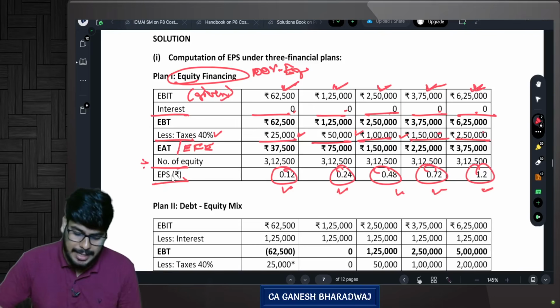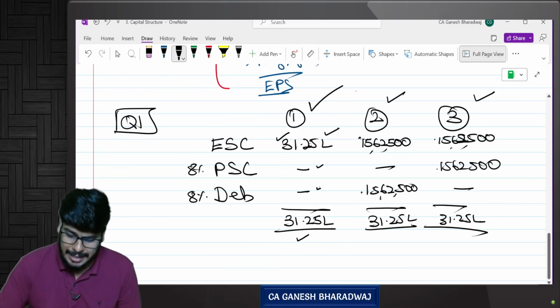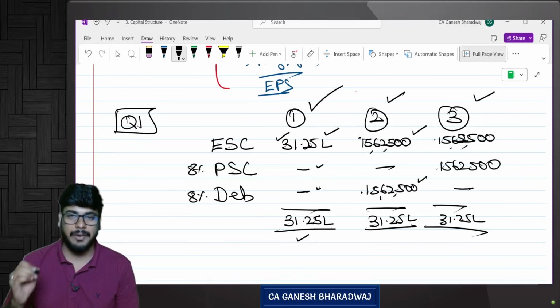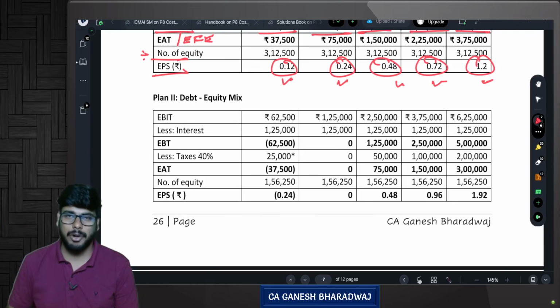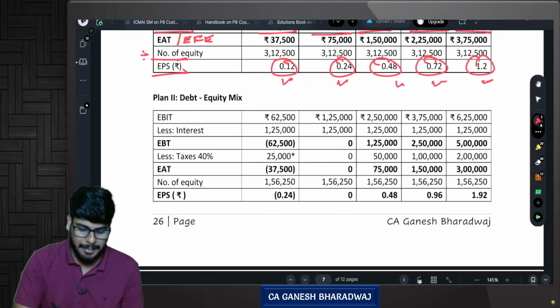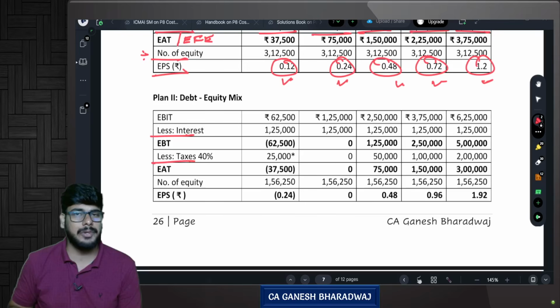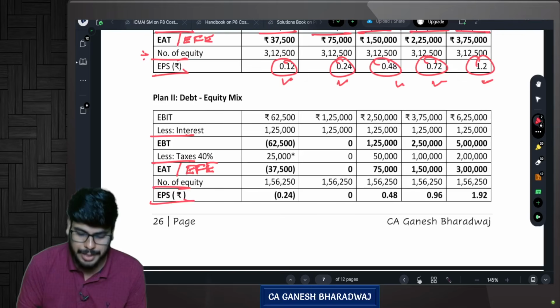Now second, debt equity mix. So what is the second part? Debt equity mix. That is 15,62,500 comes from equity, 15,62,500 comes from 8% debt. Correct? So now what is the format of your income statement? EBIT minus interest gives you EBT, minus taxes gives you EAT. Correct? Now is there a preference dividend here? No. So EAT divided by number of equity shares gives you your EPS. Correct or not?